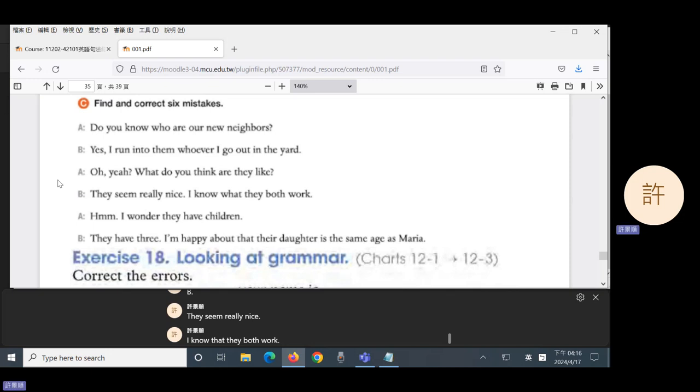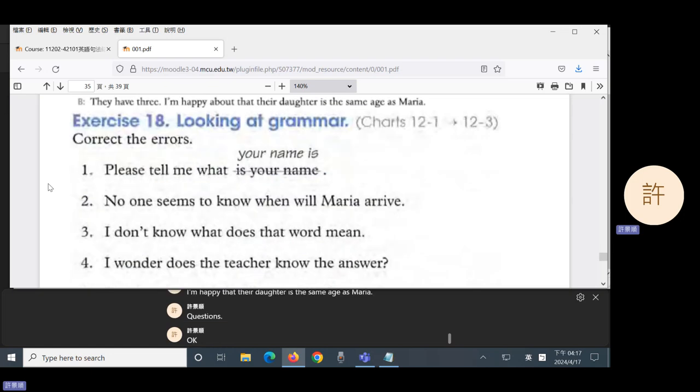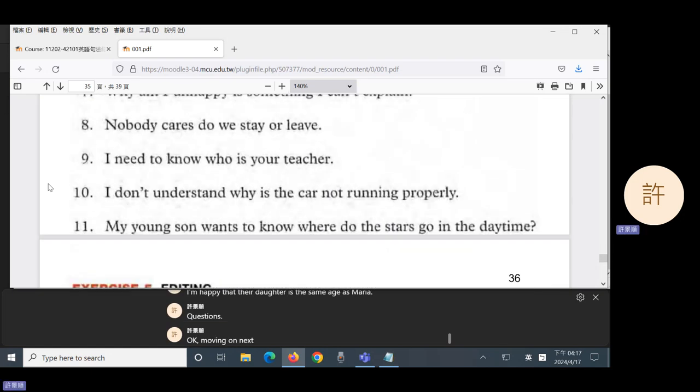A: I wonder if they have children. You can also say "whether." I wonder whether they have children. B: They have three. I'm happy that their daughter is the same age as Maria. Questions? Okay, moving on. Next page.